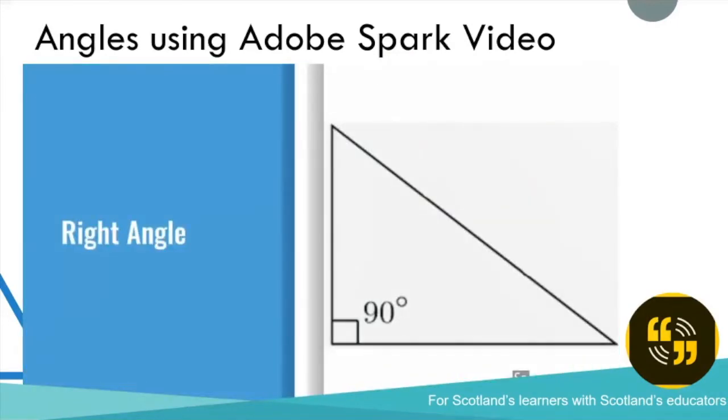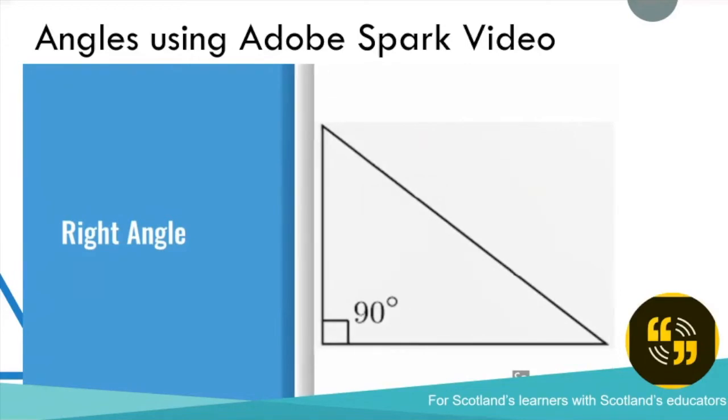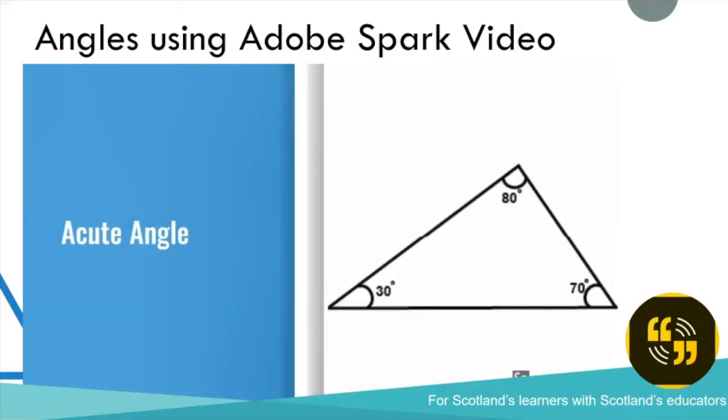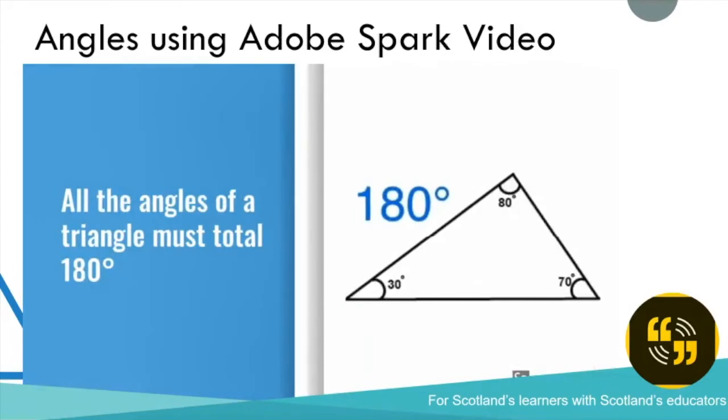A right angle is 90 degrees. An obtuse angle is more than 90 degrees. An acute angle is less than 90 degrees. All the angles of a triangle must equal 180 degrees.